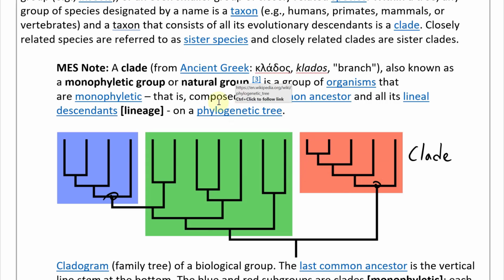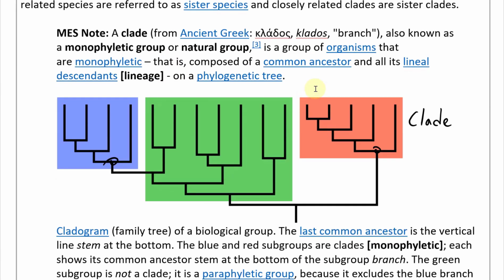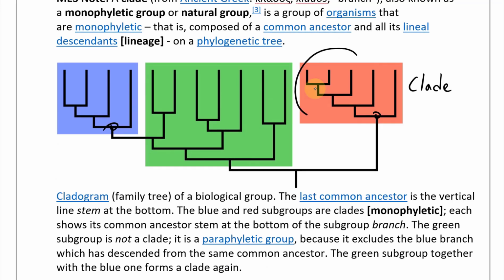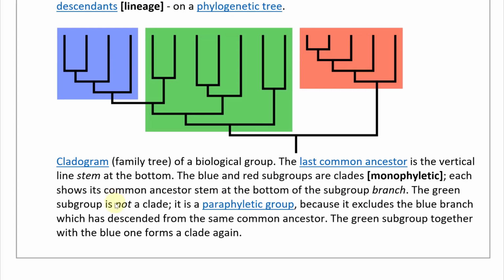And going back to the clade, a clade, also known as a monophyletic group or natural group, is a group of organisms that are monophyletic, that is composed of a common ancestor and all its lineal descendants. So this one comprises all of them. So that is a clade. The green one is not a clade. That's the key thing. So the green subgroup right here is not a clade. Let's put that here: not.